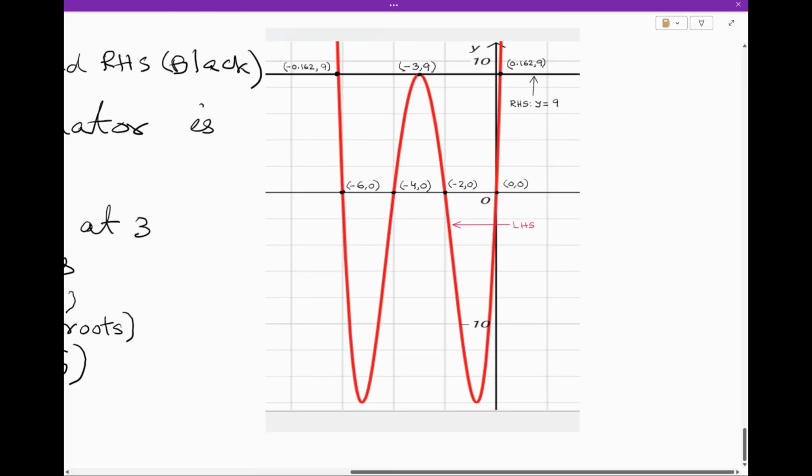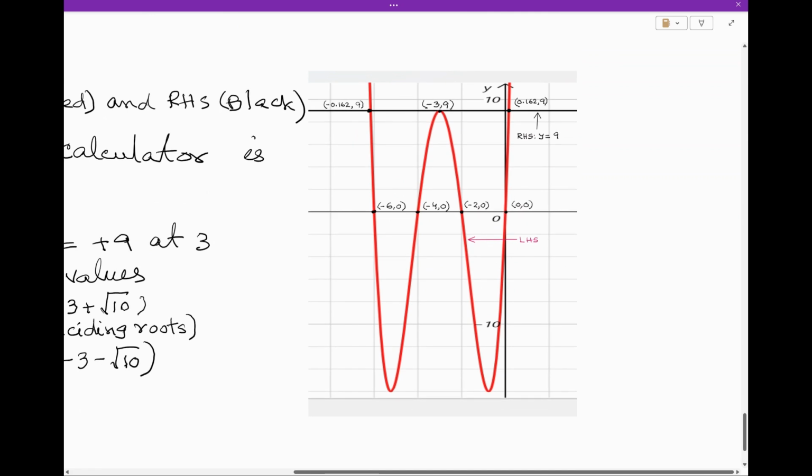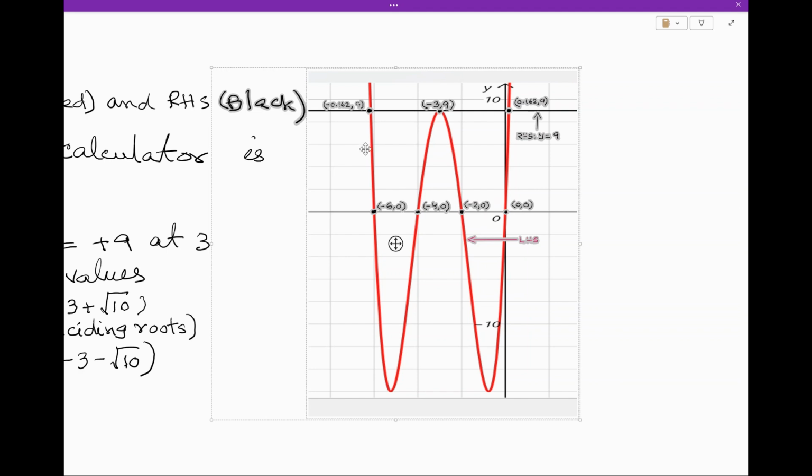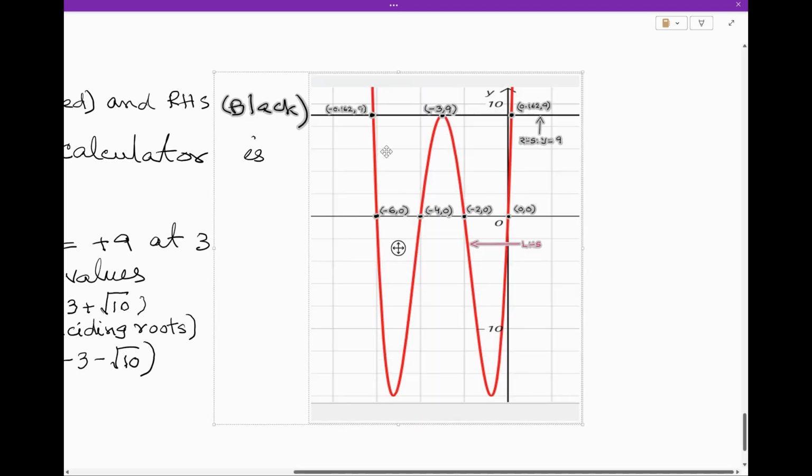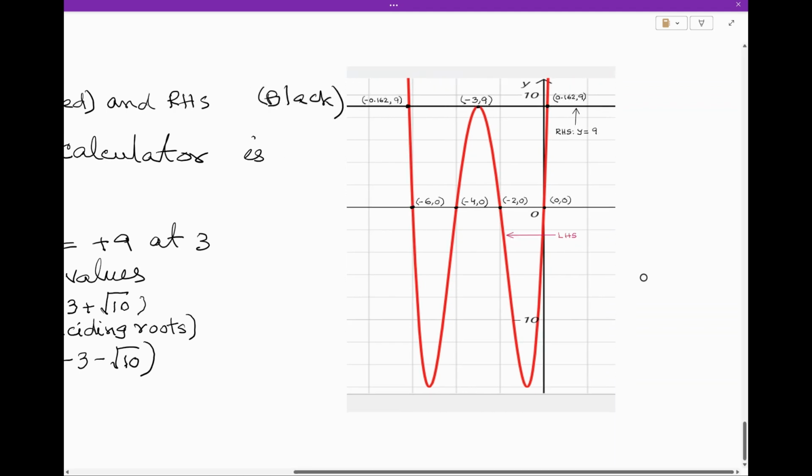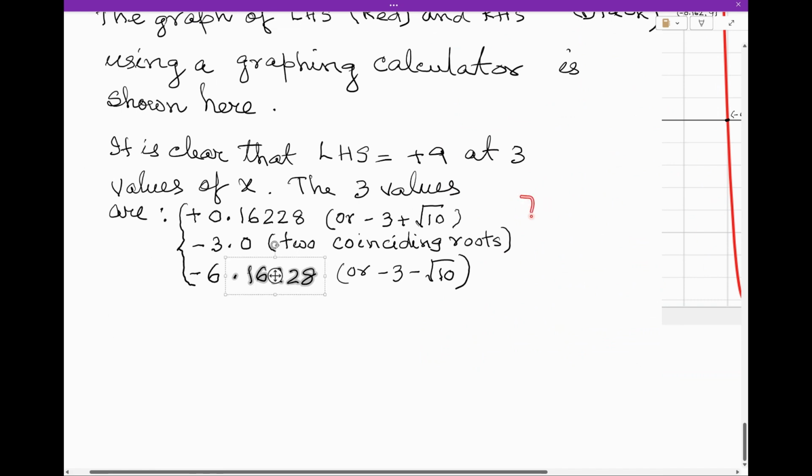I am enlarging the graph so that you can see it properly. This red one is the graph of the left hand side, and this one is the horizontal graph of the right hand side, that is y is equal to 9. Now the red graph and the black line, they intersect or touch at 3 points. One is here, 2 points are here, one going up, one coming down, and the third point is here with the coordinates we have already described here. So these three are the roots of the given equation.